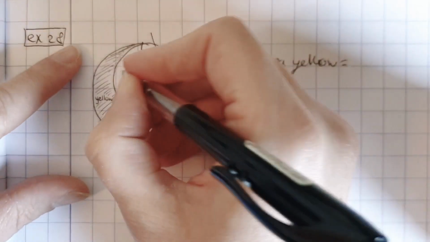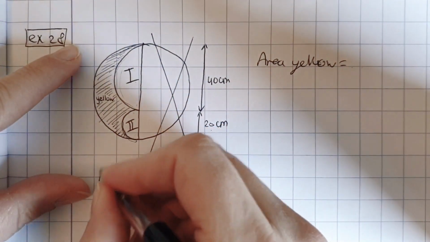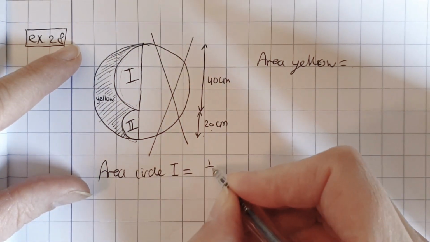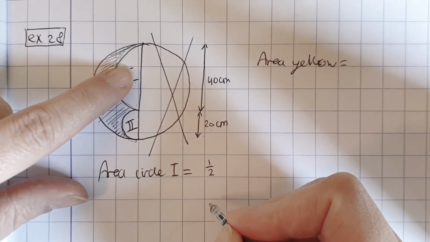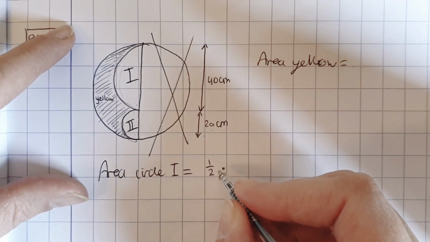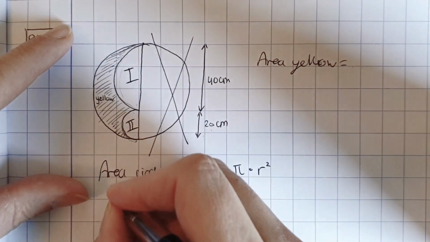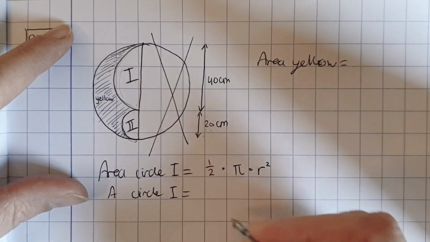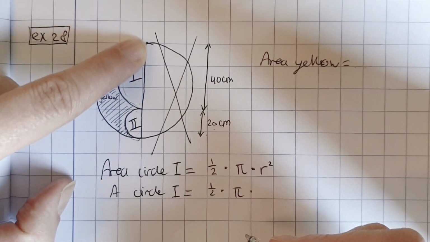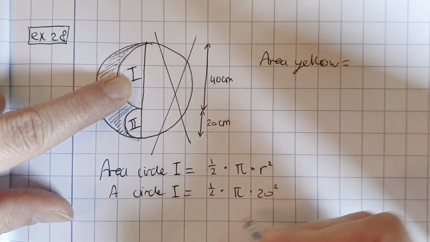Now, this one, I'm going to call 1, and this one 2. Let me write it down here. The area of circle 1 is, let me write down a half first, because it's half of a circle. So I'm going to do half times the formula of the circle, because then automatically it's the half. Now, it's pi times r squared. So the area of circle 1 is a half times pi times, what's the radius of this circle? The diameter is 40, so the radius is 20, squared.